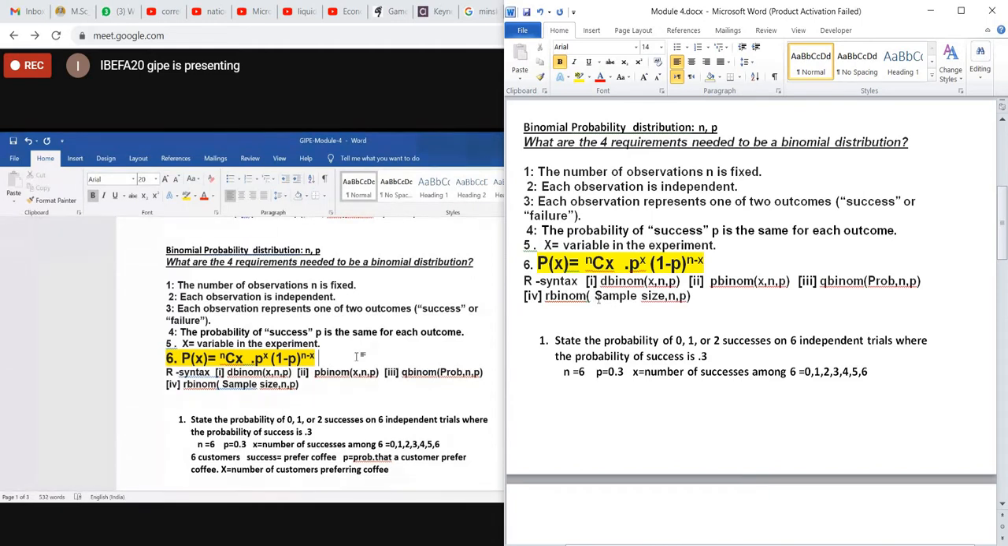This is called binomial distribution. Bi stands for 2, either success or failure. Nomial stands for sample n. So, binomial probability model. And all these characteristics I can explain by the following example.